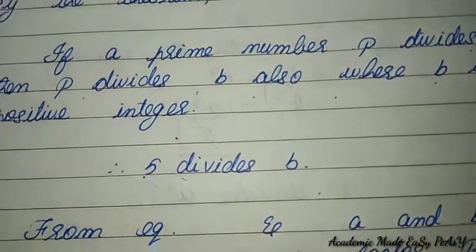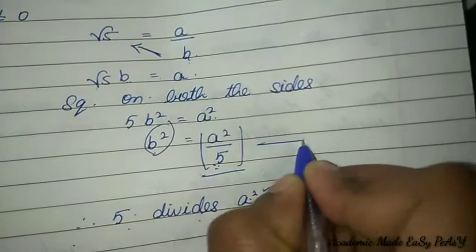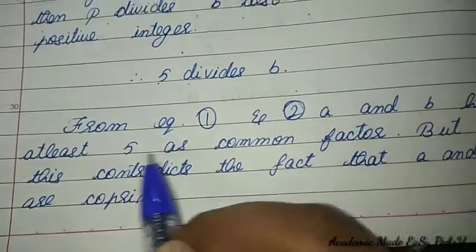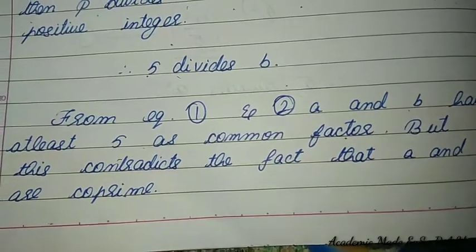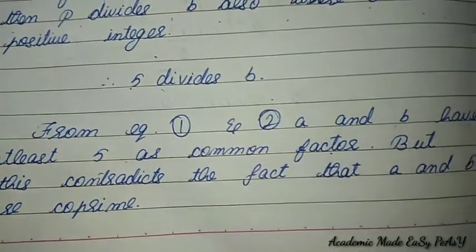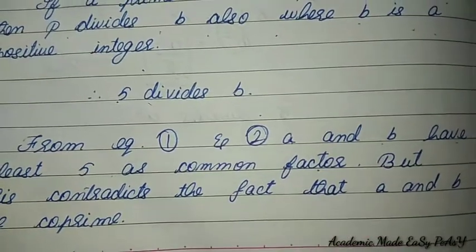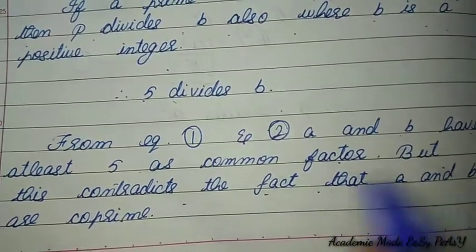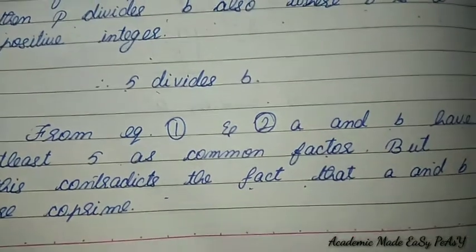Let me mark this as equation 2, this as equation 1. So from equations 1 and 2, a and b have at least 5 as a common factor. I already said in the beginning they may have some common factor. Now I have found that 5 is the common factor. But this contradicts the fact that a and b are co-prime. I have already mentioned that they are co-prime.